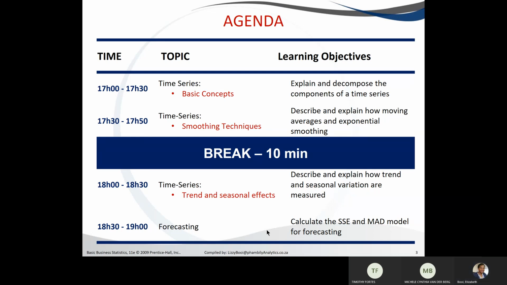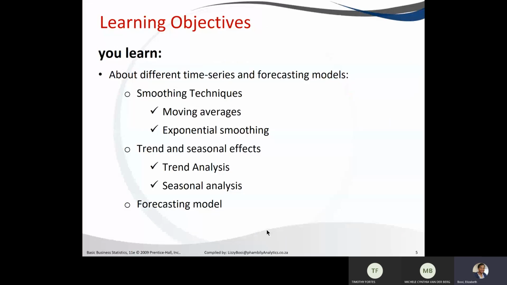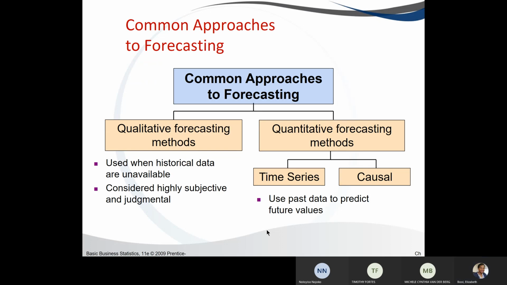By the end of this session, like I said, you should be able to know about different types of time series models and the forecasting models, such as smoothing techniques, where we use the moving average or the exponential smoothing, or the trend and seasonal effect, where we use the trend analysis and the seasonal analysis to model the data. And lastly, you should be able to know how to calculate or forecast your data by using the forecasting models.